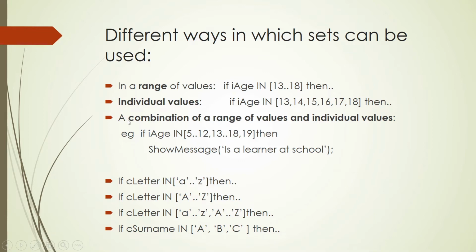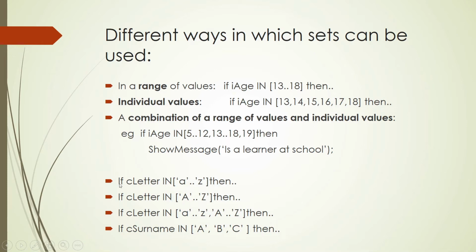In the next example, I'm using a combination of a range of values and individual values. So I'm checking if I age in, it could be between 5 and 12, both inclusive, or between 13 and 18, both inclusive, or the number 19. If it is included in these ranges, or the number 19, it will display a message, is a learner at school.